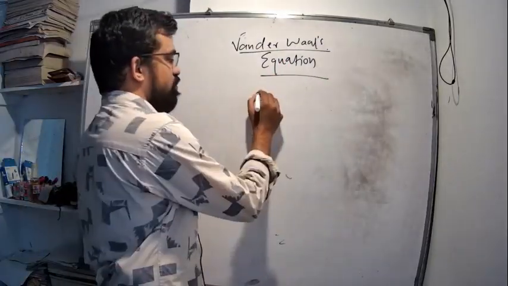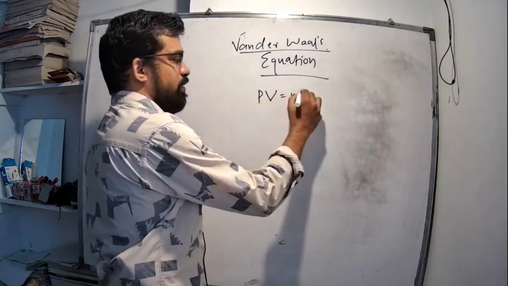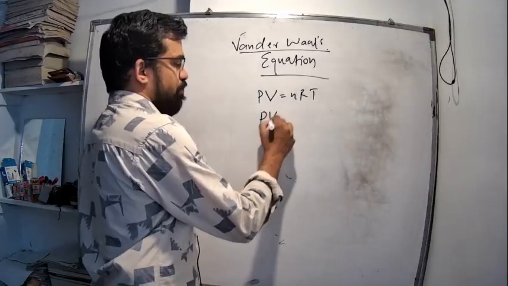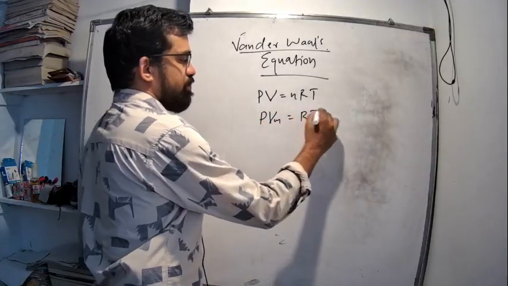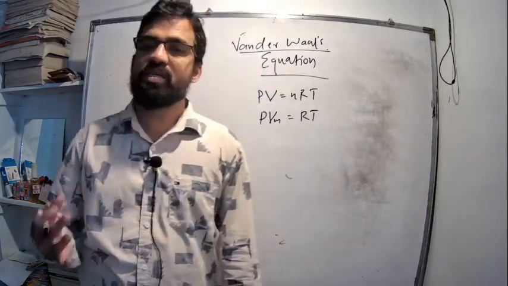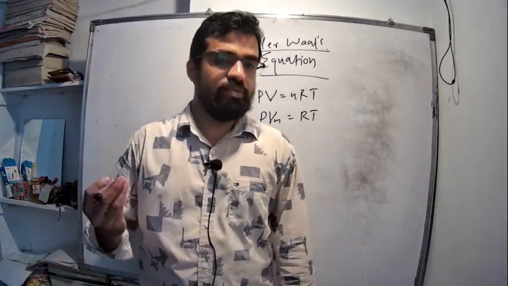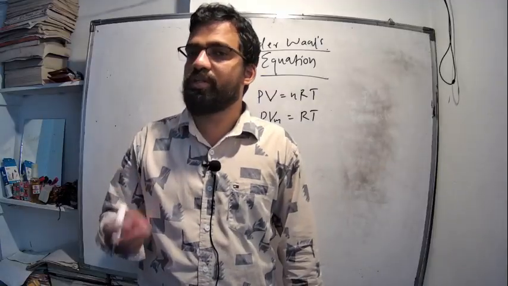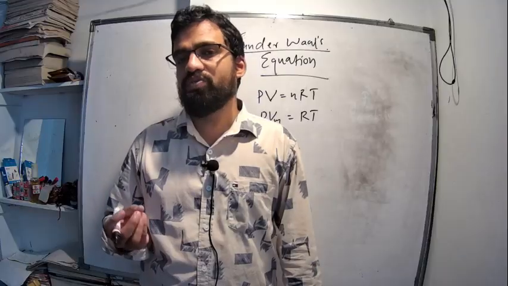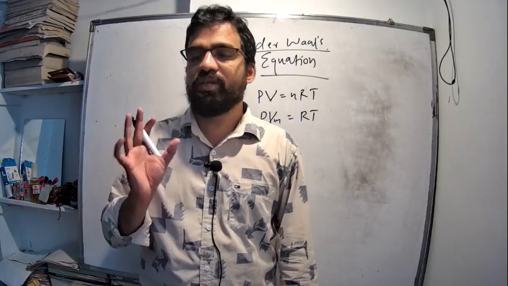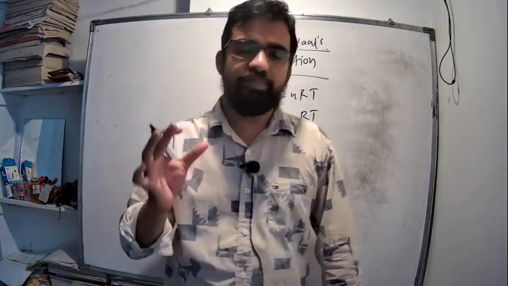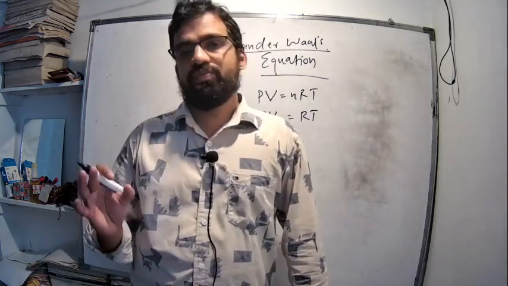We have PV = nRT, or PVm = RT. This is the ideal gas equation. We know that in the ideal gas condition we assumed that gaseous molecules have no intermolecular force of attraction, and also that gas molecules are very tiny, so we neglected the volume of the molecules compared to the volume of the container.